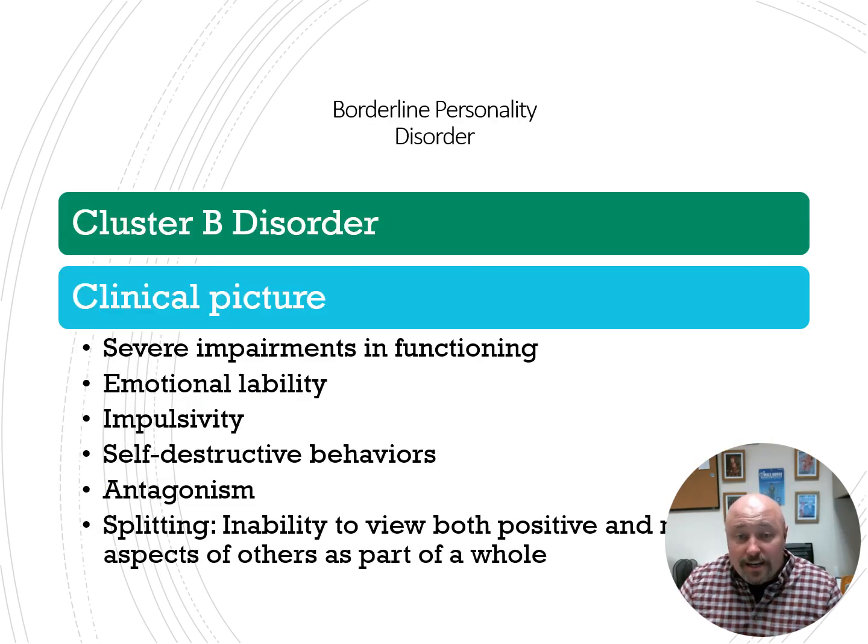Borderline personality disorder. Again, this is a cluster B disorder that's characterized by severe impairments in functioning, emotional lability, impulsiveness, self-destructive behaviors, antagonism, and splitting. That is, an inability to view both positive and negative aspects of others as part of a whole. The major features of this disorder are patterns of marked instability in emotional control or regulation. Now, they're very impulsive. They have identity disturbances and distortions within their self-image, an unstable mood, and very unstable personal relationships.